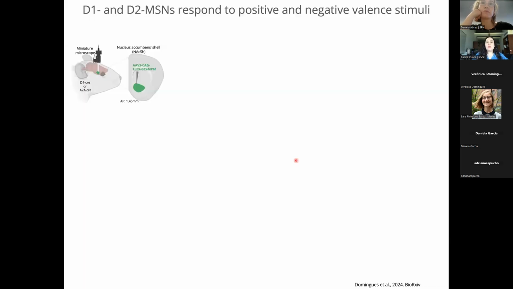So to do this, we decided to use a calcium imaging approach. We took advantage of a genetically encoded calcium indicator that we injected in the nucleus accumbens, in both D1 and A2A, meaning D2, mice, and we expressed these depending on Cre. So we could image in animals both only D1 MSNs and in A2A animals only D2 MSNs. And we can actually follow the activity.